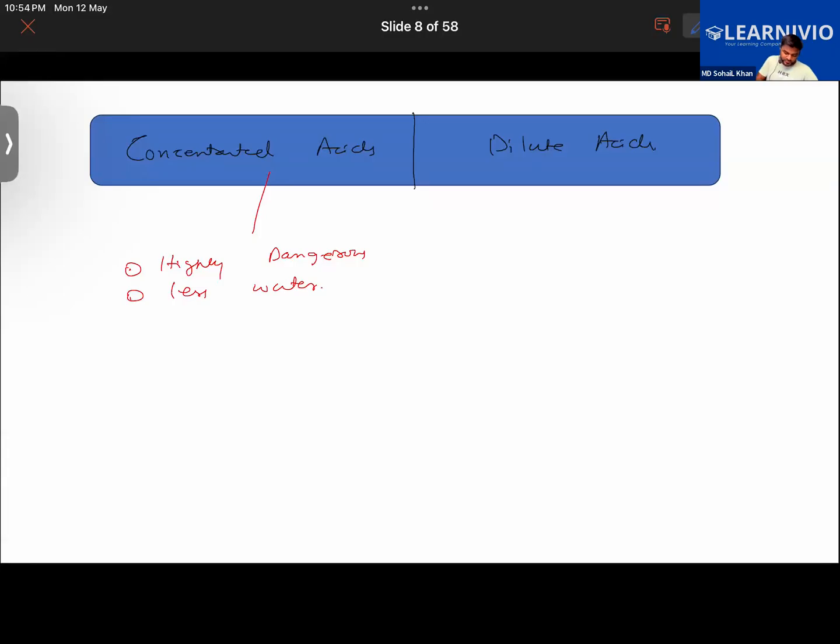So water is added to the concentrated acids, and such acid is called dilute acid. They are less harmful to us. That does not mean we can pour it over our hand or on the clothes, but it is still harmful, just less harmful. So that was the thing.